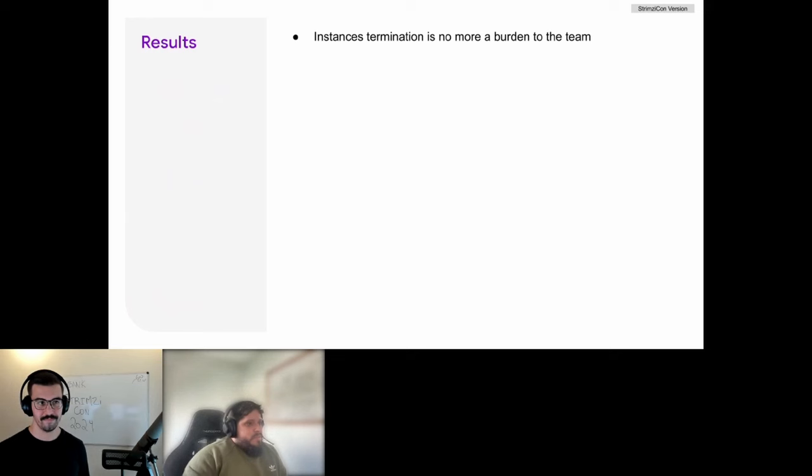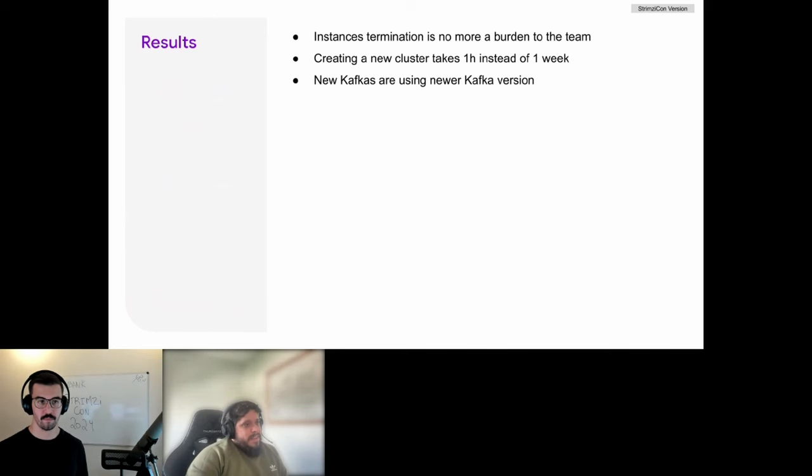We were with some instance definition burden because we needed to take some actions in the legacy infra, and that's no more a burden for the team. We are creating a cluster in 1 hour instead of the 1 week it was taking in the legacy infra.